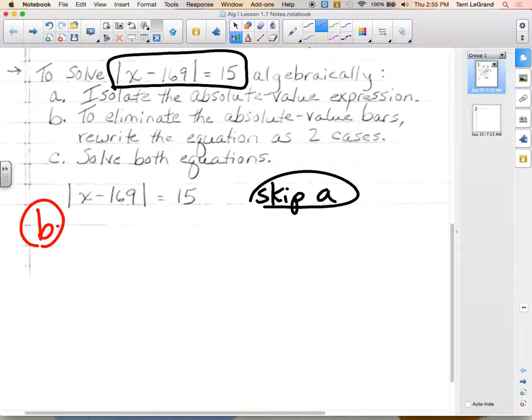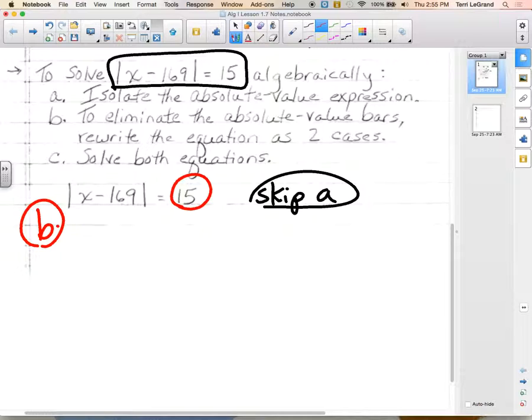So we need to eliminate them, and we can't eliminate them by just dropping them. We have to follow a procedure. It says to eliminate them, rewrite the equation as two cases. Because remember what we said, this really says what numbers are 15 units away, of distance, from 169. Well, let's just think of it this way right now. What two numbers have a distance of 15?